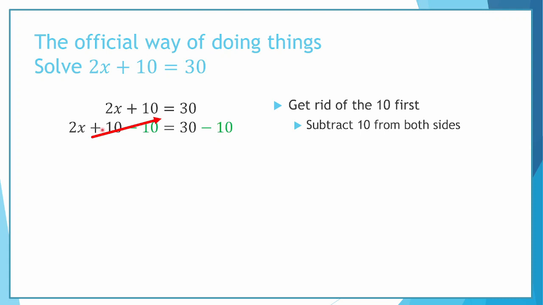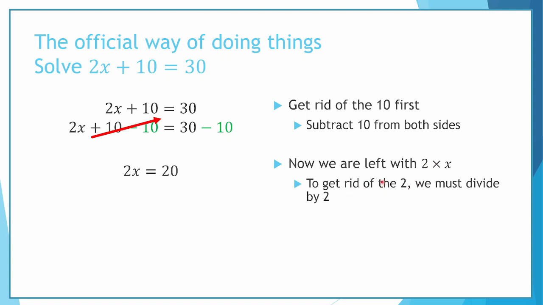The plus 10 and the minus 10 will cancel each other out, so they'll be equal to 0, and 30 minus 10 is equal to 20. So we're left with 2x on the left side equal to 30 minus 10, which is 20, on the right side. So we've got 2 times x is equal to 20. Now we want to get rid of the 2 because we don't want any numbers on our left side. This is 2 times. So what's the opposite of 2 times? Well, it's 2 divides. So we have to do the opposite.